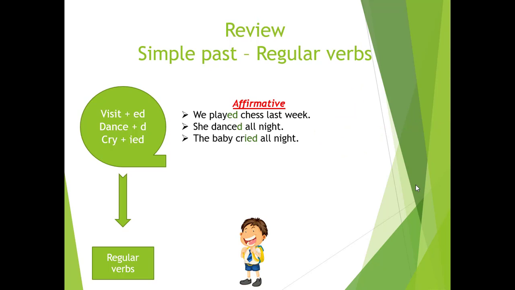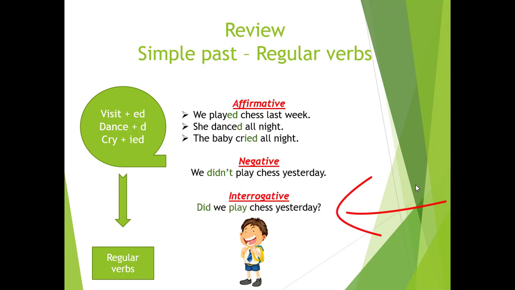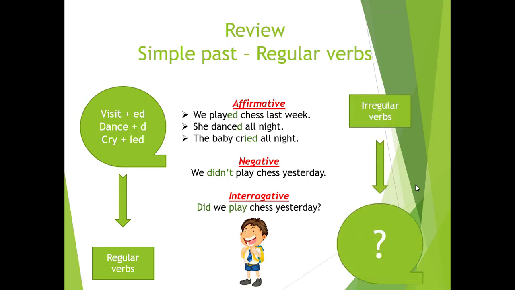We've also seen the negative form, which is, for example, we didn't play chess yesterday. And the interrogative one, did we play chess yesterday? In the interrogative, we simply switch or swap the auxiliary with the subject, and we add a question mark at the end. But today, we're going to study irregular verbs of the simple past. Stay tuned and focus, please.